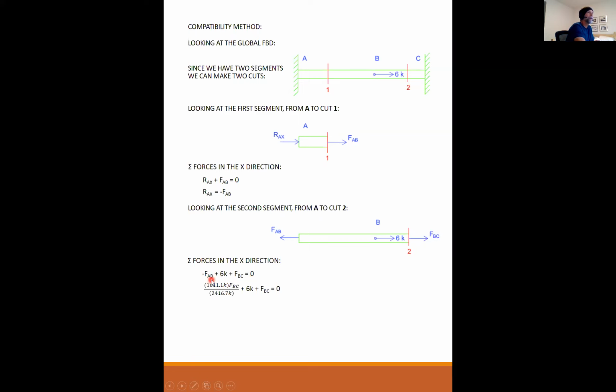But FAB is equal to negative 1611.1 over 2416.7 FBC. So I substitute that in here, plus 6 kips plus FBC equals 0. Now I only have one unknown in my equation. I can solve it. So FBC is equal to negative 3.6 kips, and the negative means it's in compression. I assumed it and I drew it to be in tension. It is negative, so therefore it is in compression.